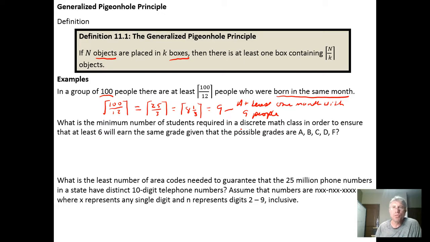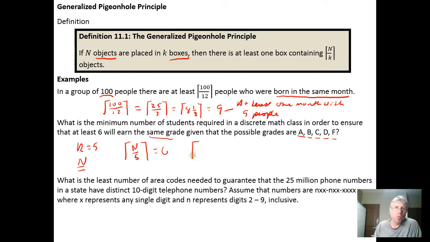What is the minimum number of students required in a class in order to ensure that at least 6 will earn the same grade, given that the possible grades are A, B, C, D, F? So really what we're going to do here is distribute students to grades. There's going to be 5 boxes. The grades are the boxes. We distribute students to the boxes. And what we want to find is, what's the smallest n, or the smallest number of people, such that the ceiling of n over 5 equals 6?